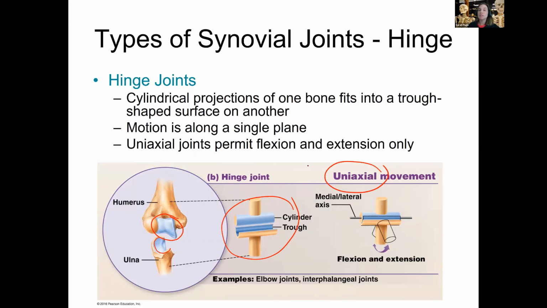So examples of hinge joints, obviously the elbow joint's a great one. Another one are the interphalangeal joints. Remember, inter means between the phalanges. So these last 2 knuckles here, right, those are hinge joints. You only get motion in that one plane.